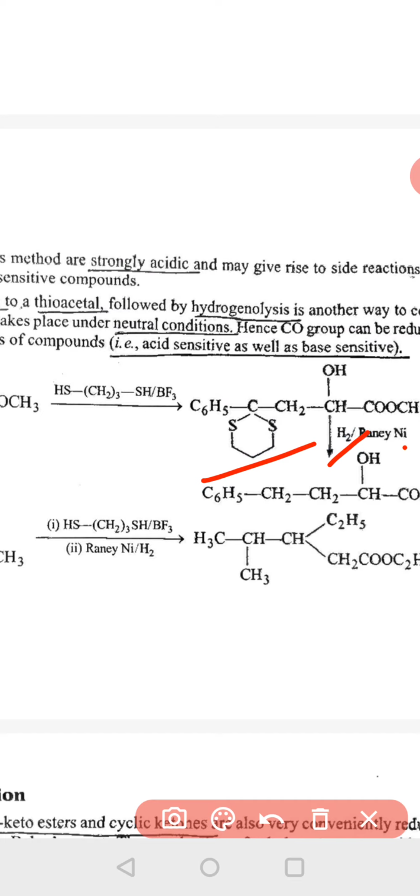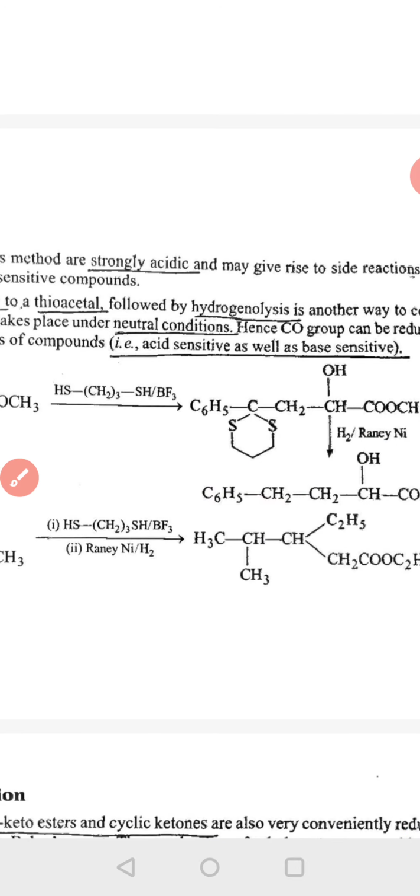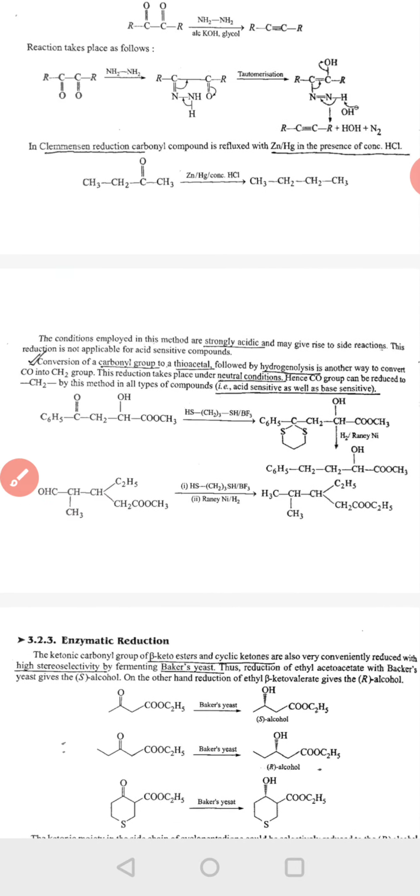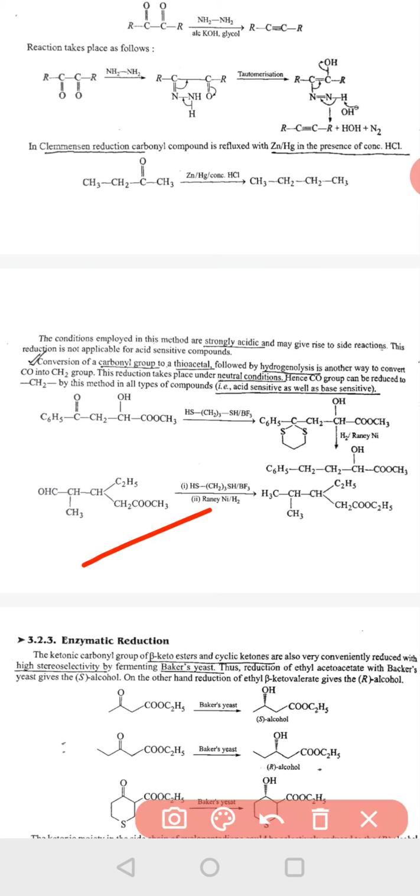of Raney nickel, and we get a compound which has a CH2 group instead of a CO group, and this is the reduction of CO. This is the reductive cleavage of the CO group into a CH2 group, and this reduction can be carried out with compounds which have groups that are either acid sensitive or base sensitive. This is another example of this type of reduction.